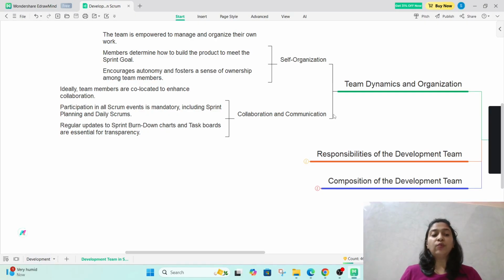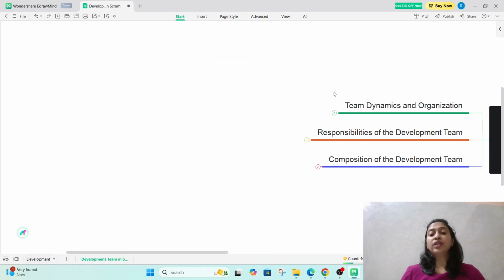Ideally, the development team members are co-located to enhance collaboration. Participation in all Scrum events is mandatory, including sprint planning and daily Scrums. Regular updates to the sprint burndown charts and task board are essential for transparency. These are some responsibilities towards team management: collaboration, communication, and self-organization. Those are also some skills.